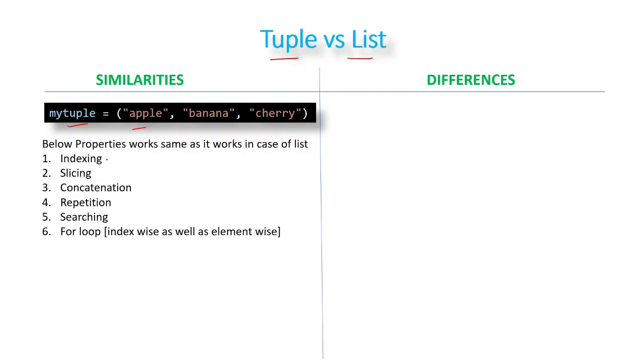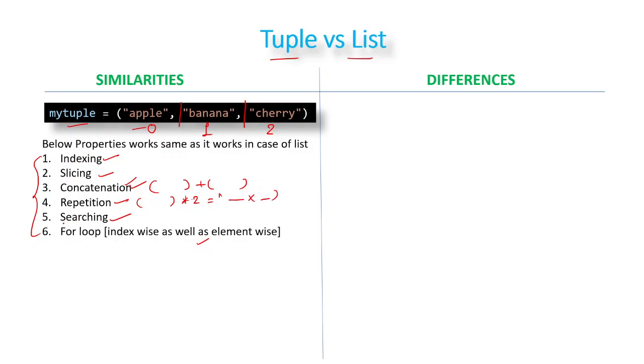As we have discussed in our previous videos, the concepts of indexing, slicing, concatenation, repetition, searching, and for loop all work as they were working in list. The elements are at index 0, index 1, index 2. We can do slicing of a particular tuple. We can do concatenation, we can add two tuples. We can do repetition, we can take a tuple and multiply it by, suppose, 2, and the elements in the tuple will be repeated again and again.